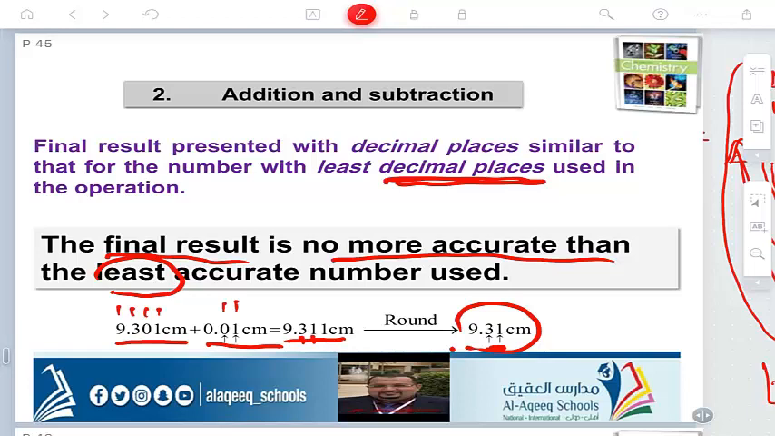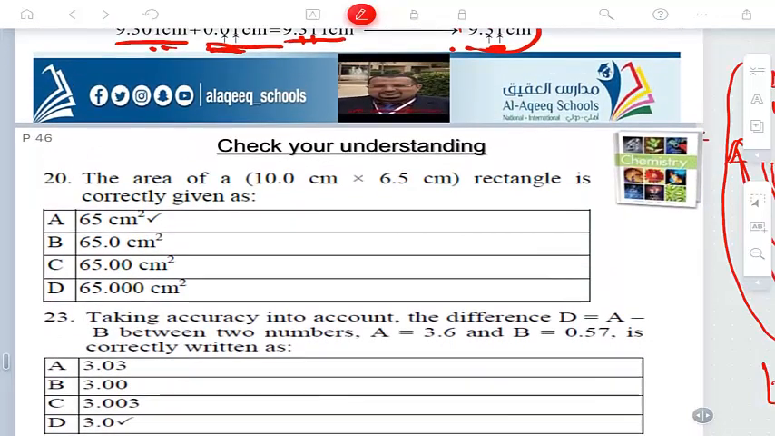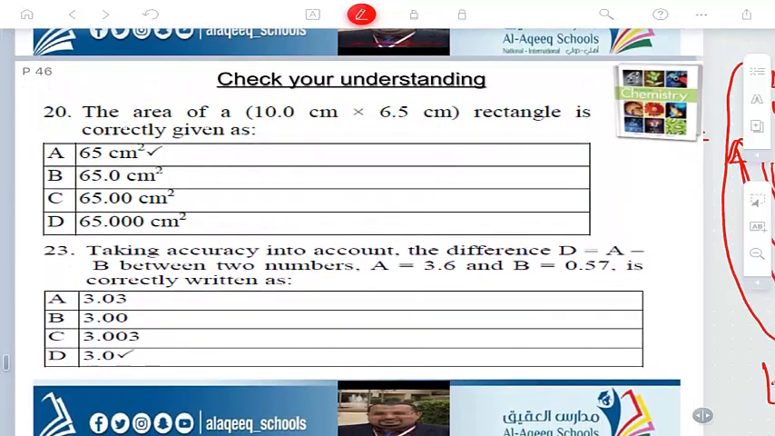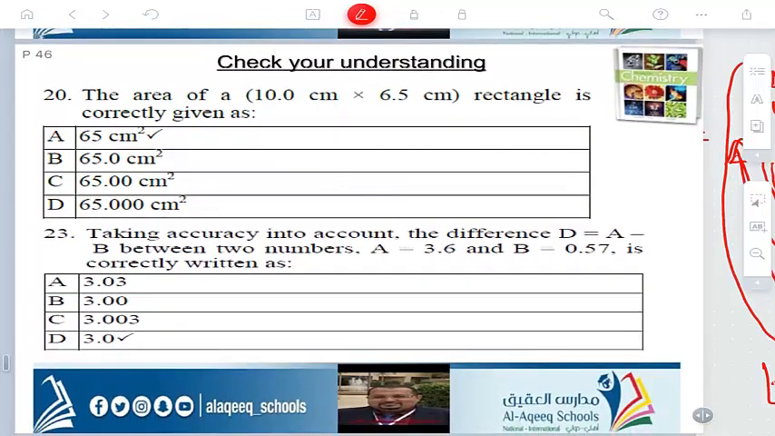It's decimal places. Decimal places means rounding the answer of addition and subtraction to the least number of decimal places in the process. We have here 2 decimal places. The answer must have 2 decimal places only, the least one of the process. Not significant figures here in the case of addition and subtraction. Look at this. How many decimal places here?